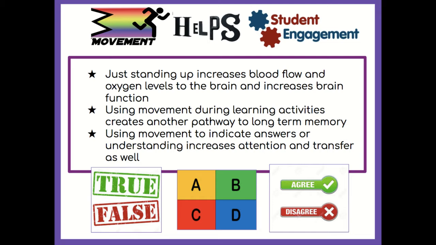The sky is blue, true or false? And I'll count to three. 1, 2, 3. And I'll have students put their hands out, make a T for true on 3, or have them cross their arms in front of them to make an F for false.